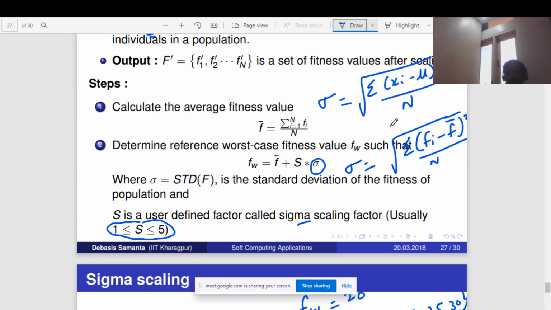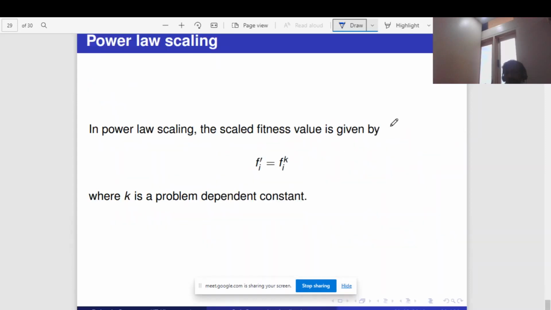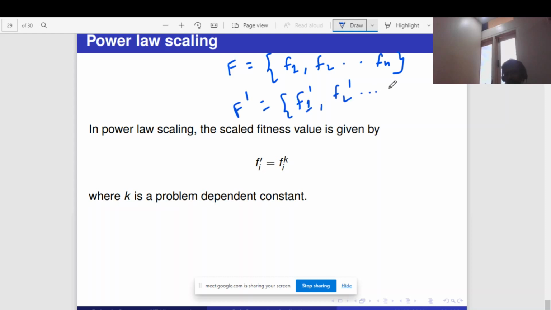The next is power scaling. Power scaling is just simple logic. Here also the input and output are the same. Input is f, which is nothing but f1, f2 up to fn. Output is f dash, which is f1 dash, f2 dash up to fn dash. How are they calculated? fi dash equals fi to the power of k, where k is a constant which should be decided by the user or the programmer.